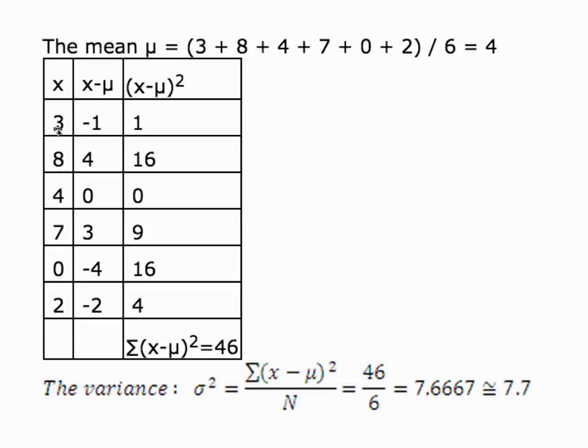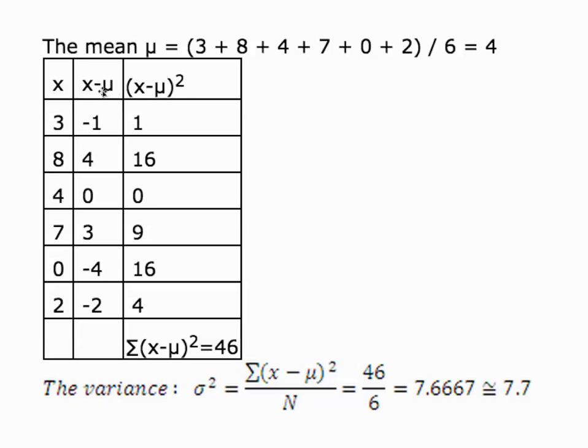So here 3 minus 4 is minus 1. And then 8 minus 4 is 4, and then 4 minus 4 is 0, 7 minus 4 is 3, 0 minus 4 is minus 4, and 2, which is the last value in my data, minus 4, which is the mean, that gives you minus 2. So here I got the distances, x minus mu, every value x minus mu.